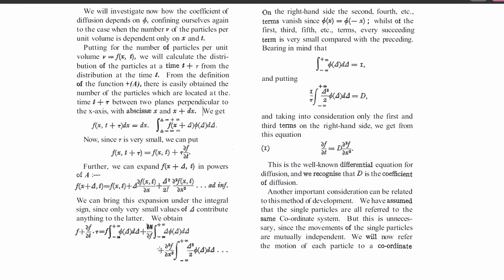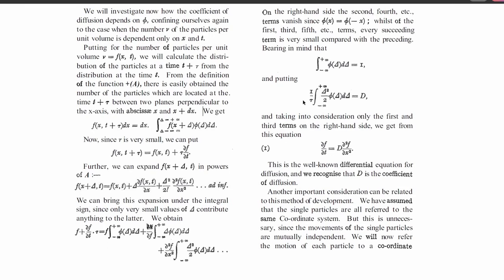Here Einstein means that the integrals representing the odd order moments vanish due to the symmetry in phi, whilst of the first, third, fifth, etc. terms, every succeeding term is very small compared to the preceding. So these are the even order moments. The zeroth order moment is 1. That's just the normalization condition. And as a result, the f on each side cancels.